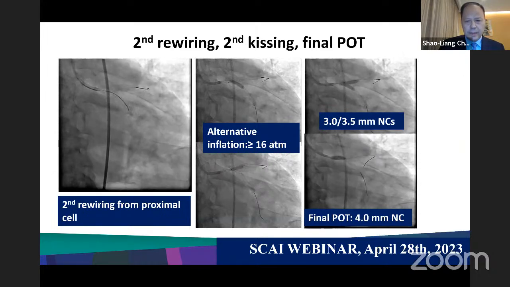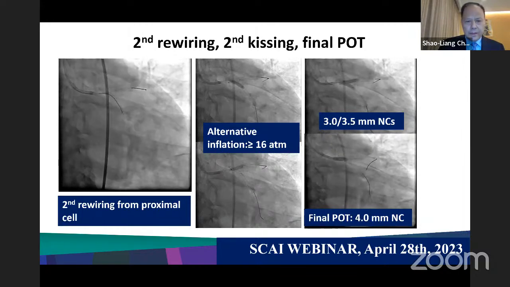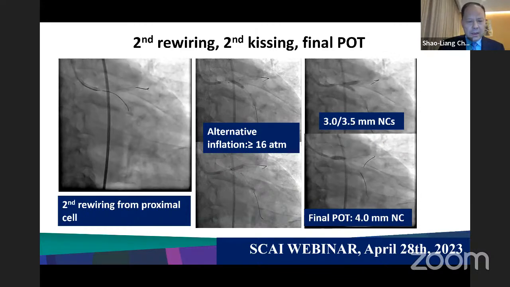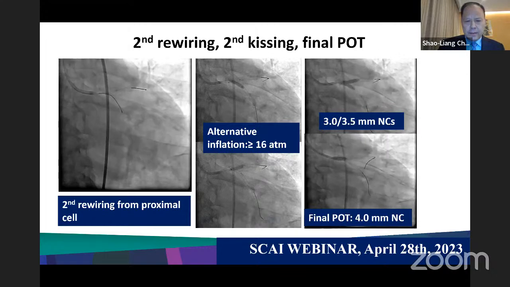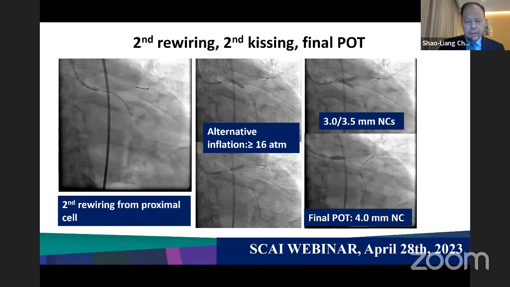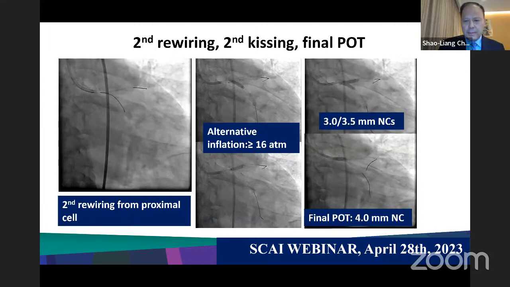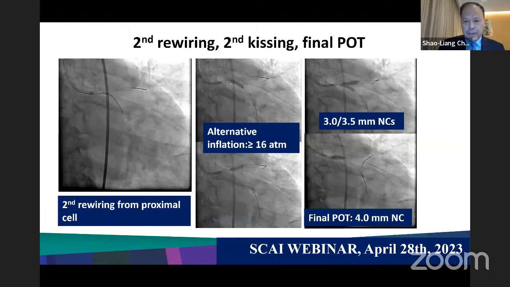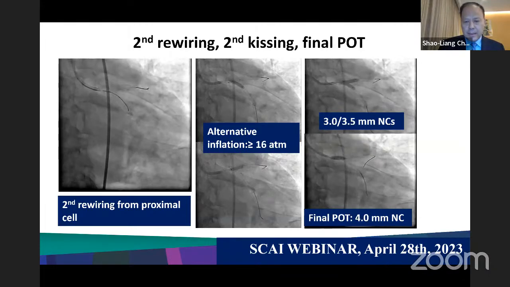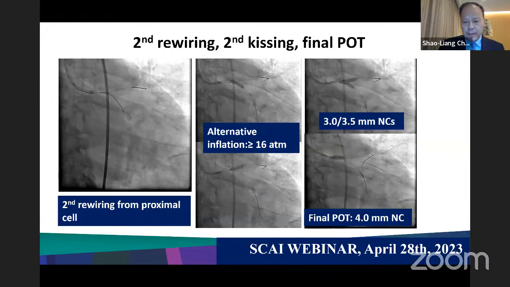Once it is successfully into the side branch, we need to do a second kissing balloon inflation. For kissing balloon inflation, usually we recommend sequential inflation, starting from the third branch. We need to inflate the third branch balloon by a minimum of 16 atmospheres. After that, we do simultaneous kissing inflation with a very short overlap of the two stents in the left main. For this case, we use a 3.0 in Sunflex and a 3.5 in RAD.